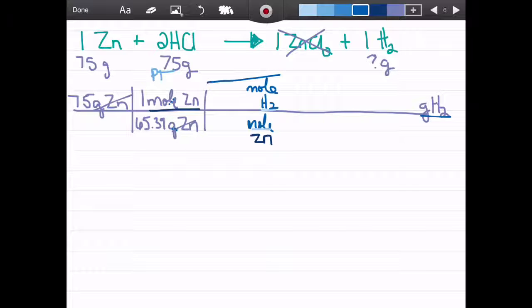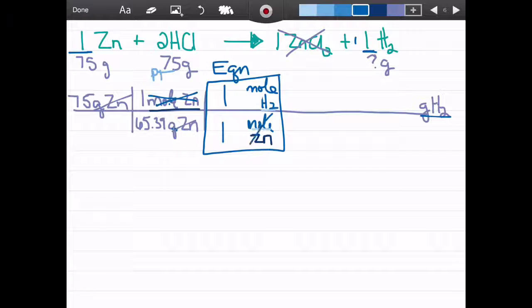Now, when I have moles on top of moles, that means I have a molar ratio, and I need to get that number from the equation, or both of those numbers rather. So I need to look at what coefficient is in front of hydrogen over here and what coefficient is in front of zinc. They're both 1s in this case, so I have a 1-to-1 ratio. They're not always going to be 1, however, so be careful with that and make sure you look at your equation every time. Right now I'm stuck with moles of hydrogen.